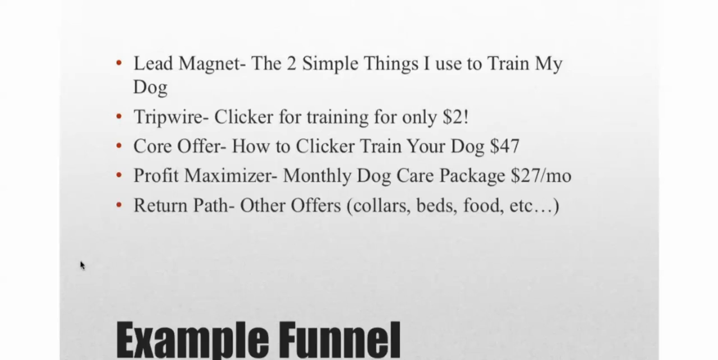Then comes the return path, like I mentioned, and this could be other offers such as collars, beds, dog food, anything related to dogs, because these people have dogs. It's just how the funnel works.